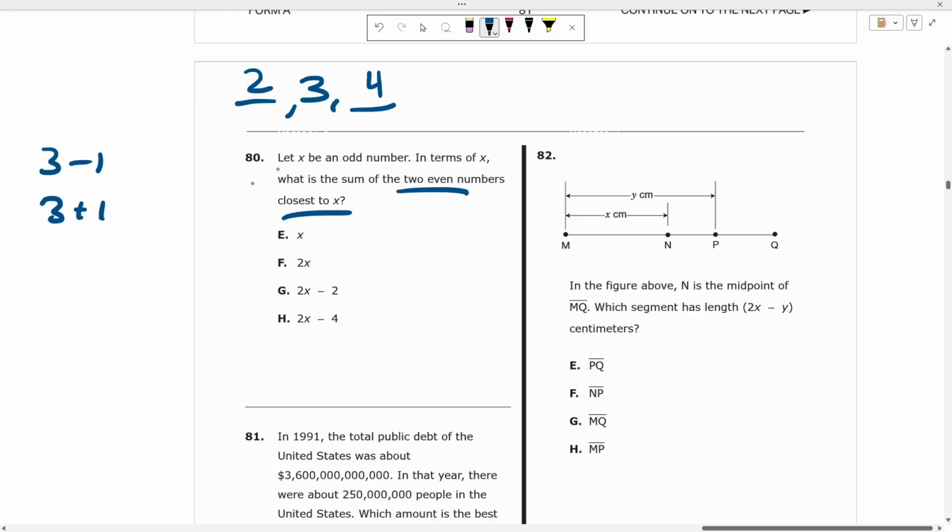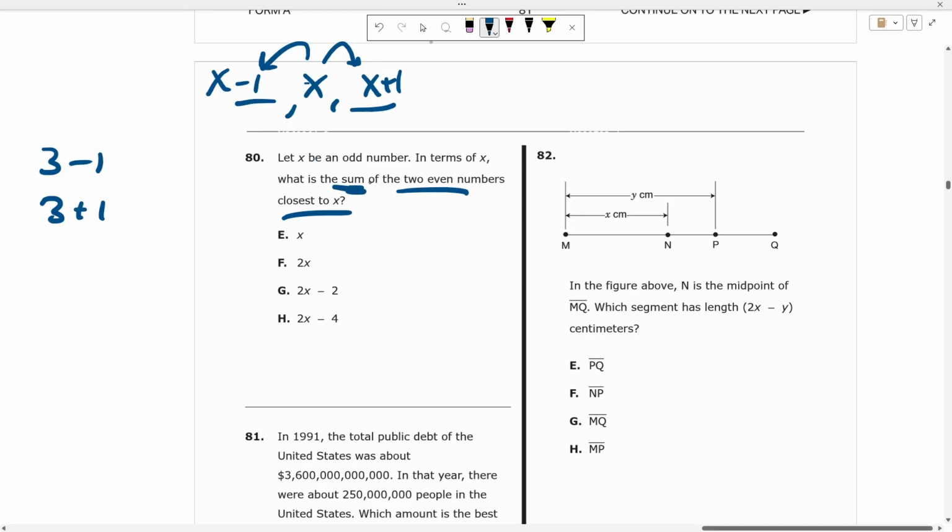So if you have a number x, let's say we don't even know what this 3 is. Let's just say that we know it's x. The number after it is going to be even, and the number before it is also going to be even. So if I want to find the number after it, that's x plus 1. If I find the number before it, that's x minus 1. So if you have an odd number, there's always going to be an even number to the left of it, and an even number to the right of it.